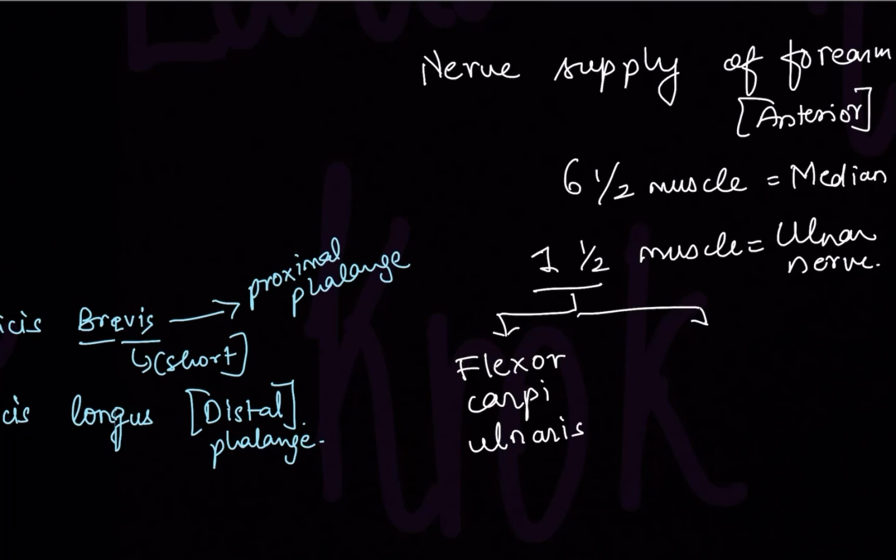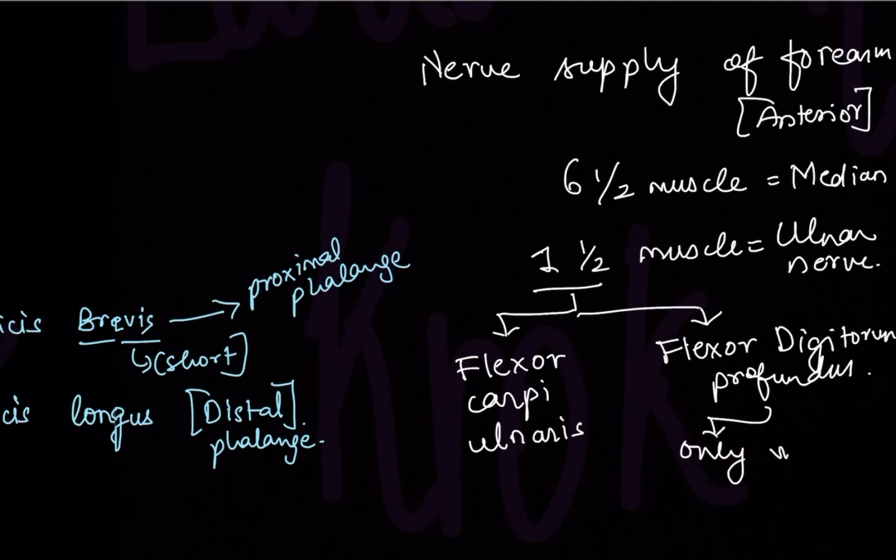Okay, and then one we have already learned just a few minutes ago, flexor digitorum profundus, right? It is also known as FDP in short. And only which part? Only the medial end, because lateral was supplied by radial nerve. So that's why called 1.5. So 6.5 muscles are by median nerve, 1.5 muscles are by ulnar nerve. Okay, you have to remember it.